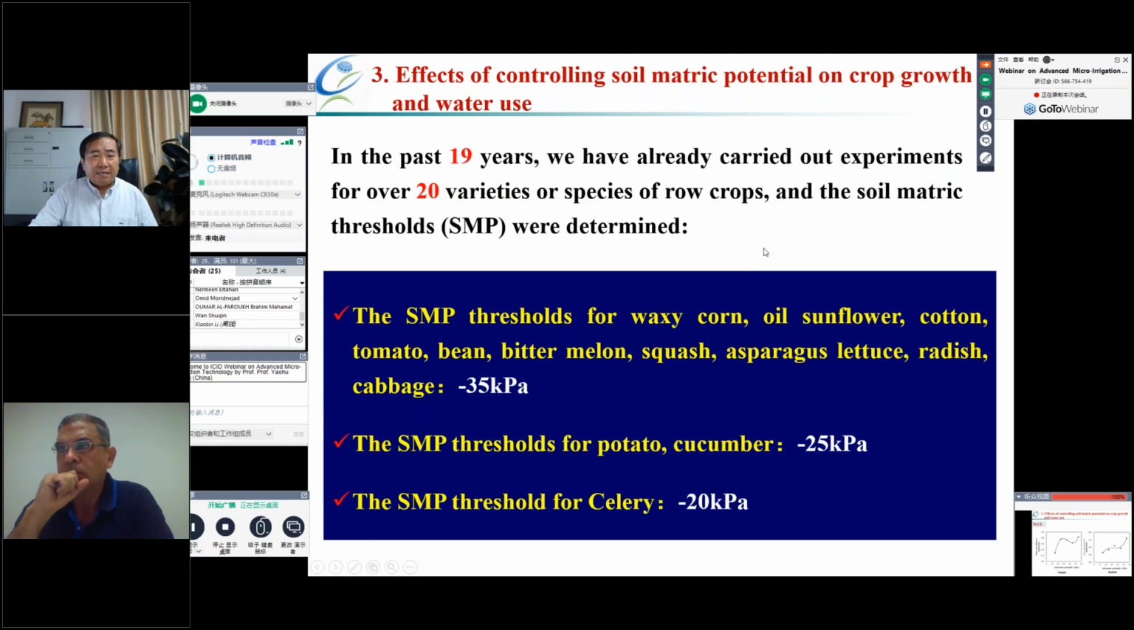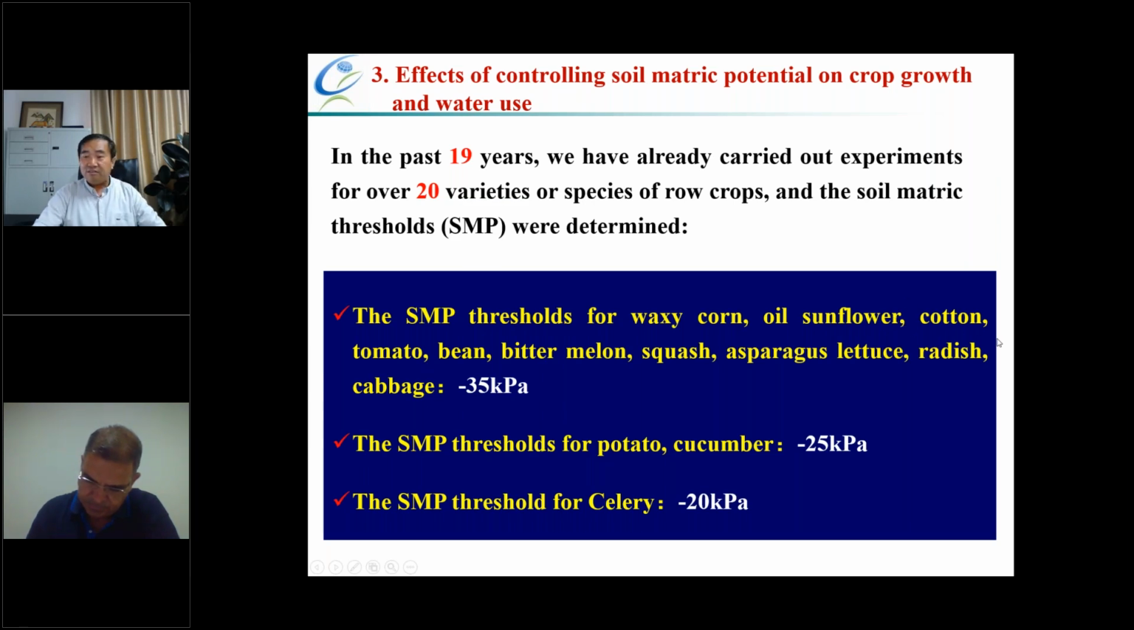In the past 19 years, we have carried out experiments for 20 varieties or species of row crops, and the soil matrix potential thresholds were determined. The threshold for wax gourd, oil sunflower, cotton, tomato, bean, bitter melon, squash, asparagus, lettuce, radish, and cabbage is minus 35 kilopascal. The threshold for potato and cucumber is minus 25 kilopascal. The threshold for celery is minus 20 kilopascal.